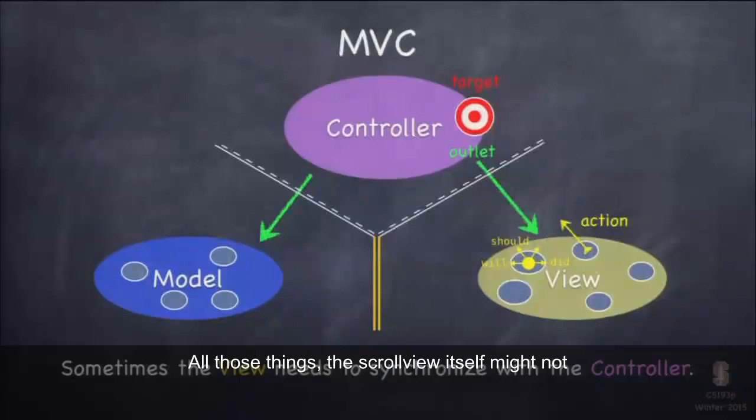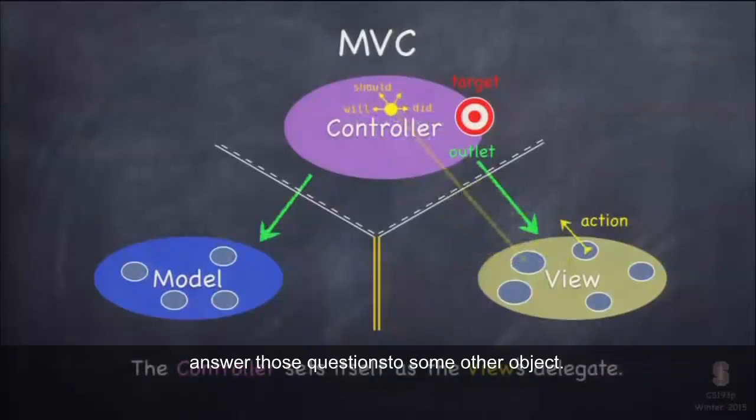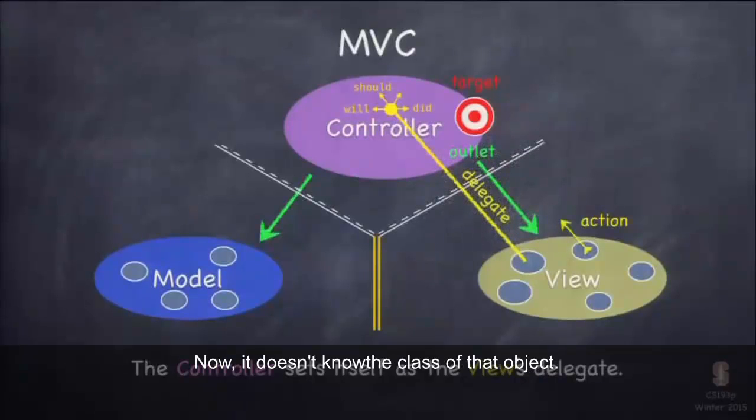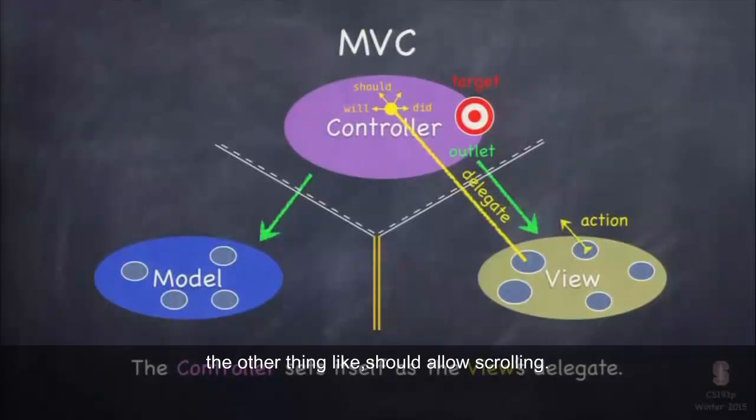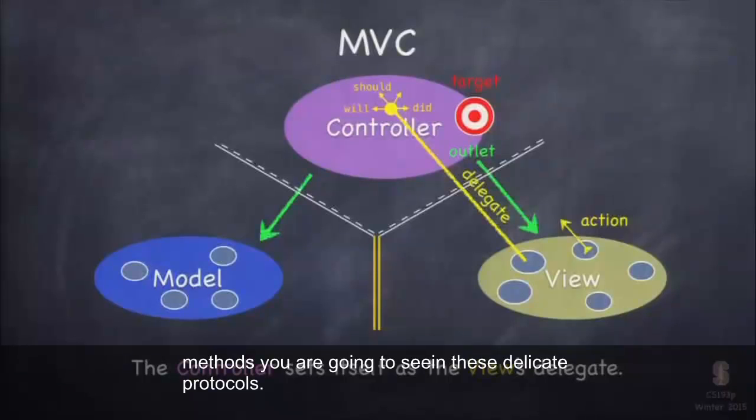All those things, the scroll view itself might not have enough logic to know the answer to those questions. So what it does is it delegates the authority to answer those questions to some other object. Now, it doesn't know the class of that object. All it knows is that other object can answer these questions: will, should, did, this, that, or the other thing, like should allow scrolling, did scroll to point, things like that. So those are the kind of methods you're going to see in these delegate protocols.